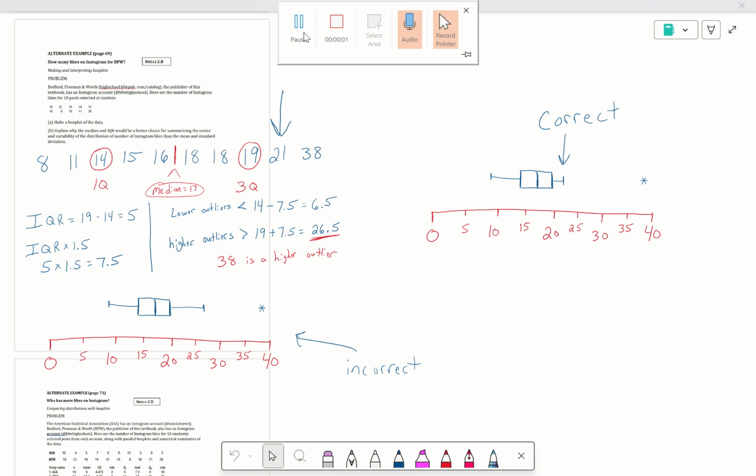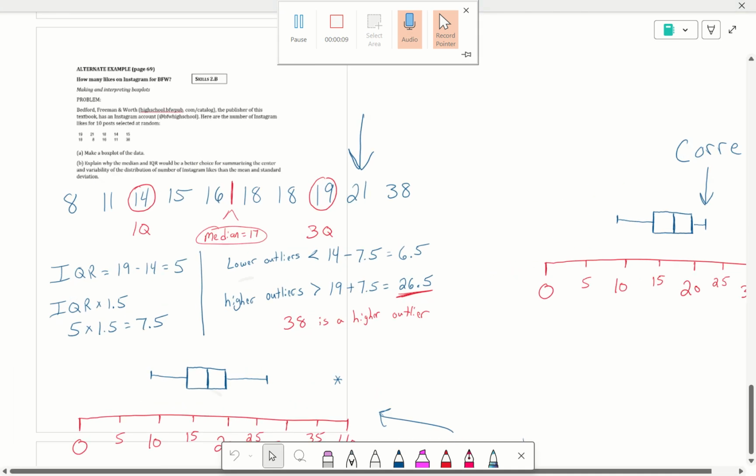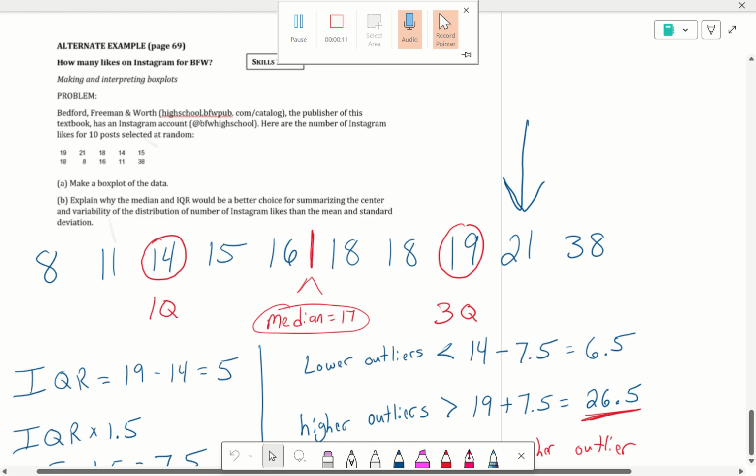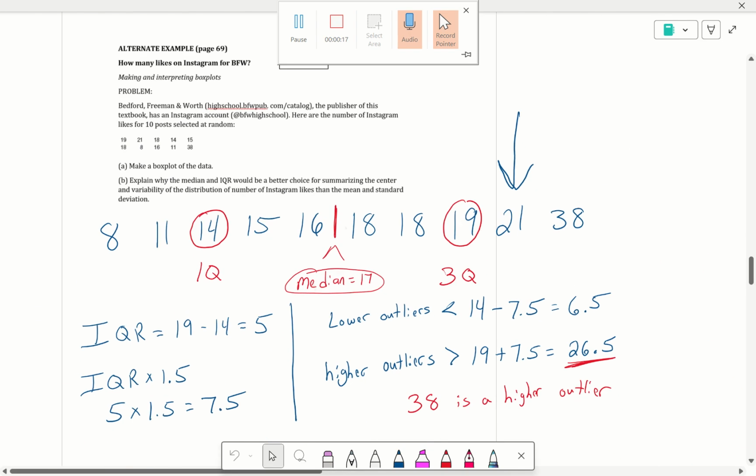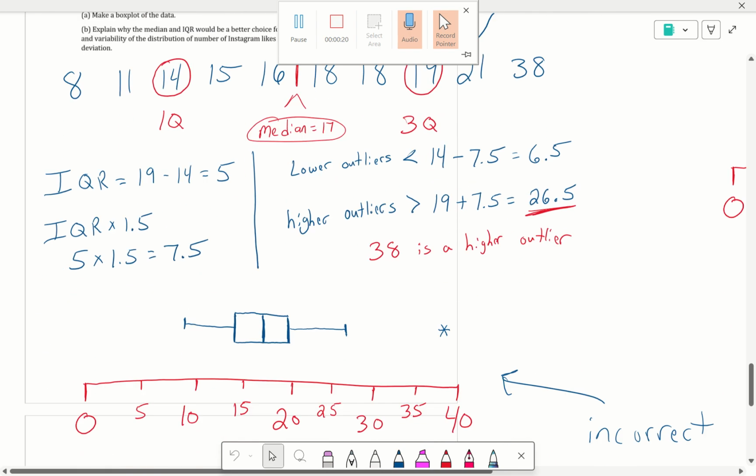Hello, AP Stats. Something I wanted to go over before I dive into the example problems we did not get to today in class. We were working on this example regarding the Bedford Freeman and Worth Instagram account and the likes that the Instagram account gets. We made a box plot.